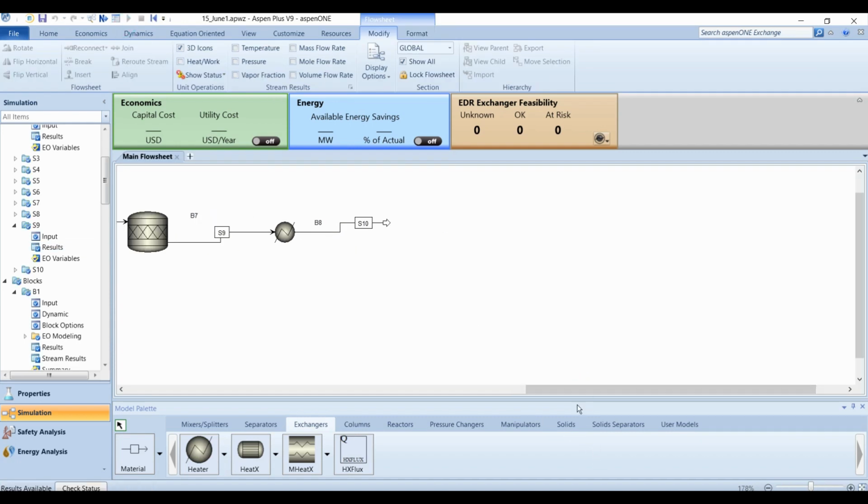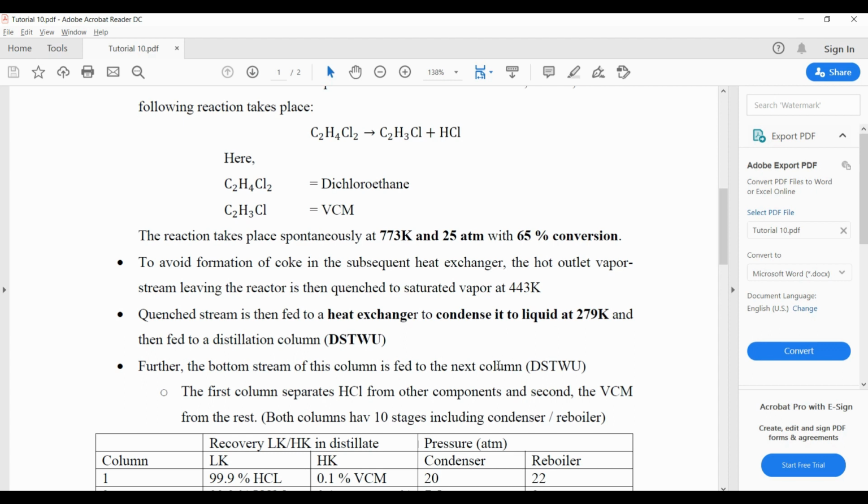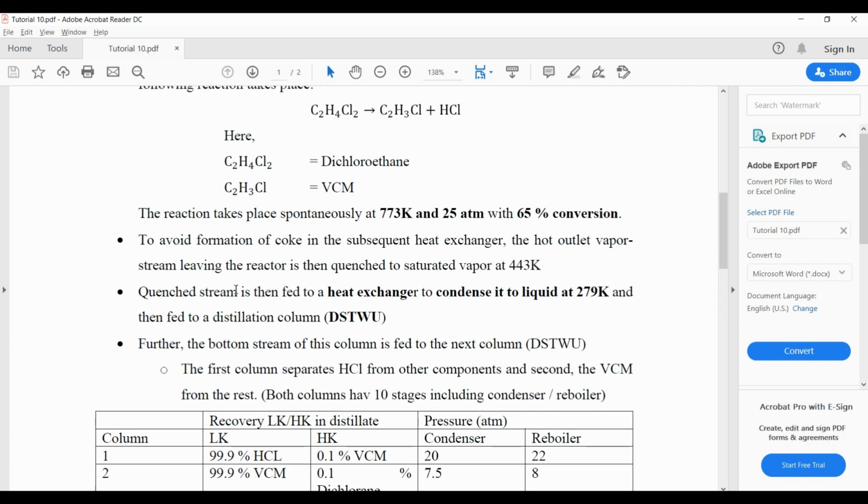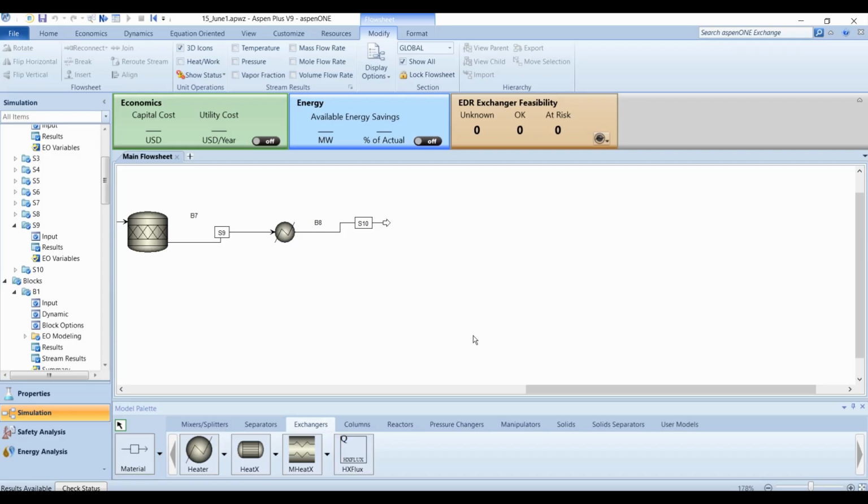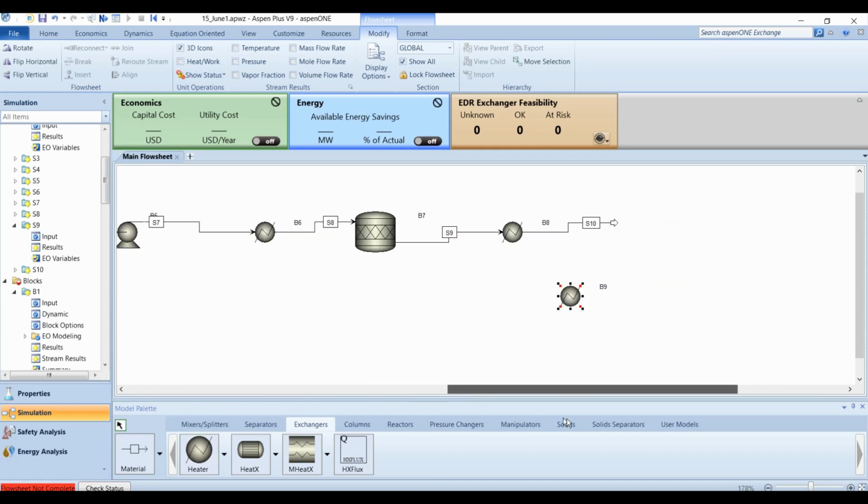Now the next step is, as I said, the hot outlet vapor stream, once quenched to 443 Kelvin, is then fed to another heat exchanger to condense it to liquid, so that it will act as a feed to the distillation columns. So here I am adding another heat exchanger. I will add it here so that it will not become so lengthy.